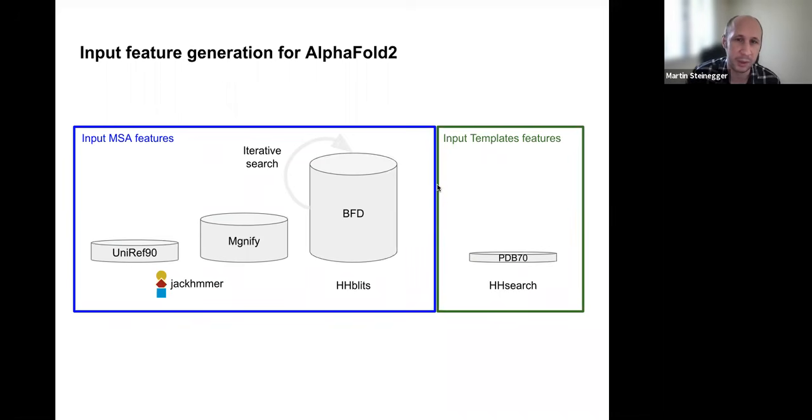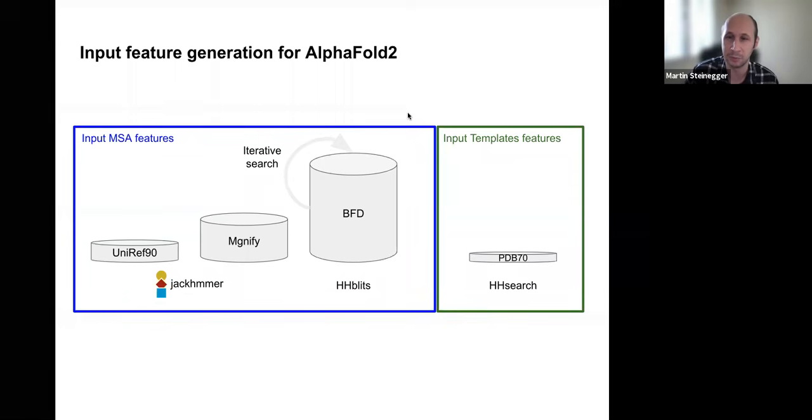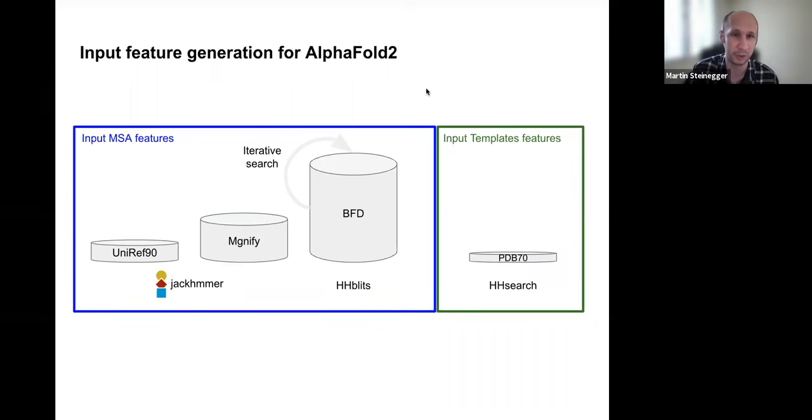And on the right side, you can see the PDB-70, which is used for the template features, but as Sergey already mentioned, the templates are not that important anymore, actually, for the performance of the AlphaFold system. The MSA is way more critical to get a good prediction.